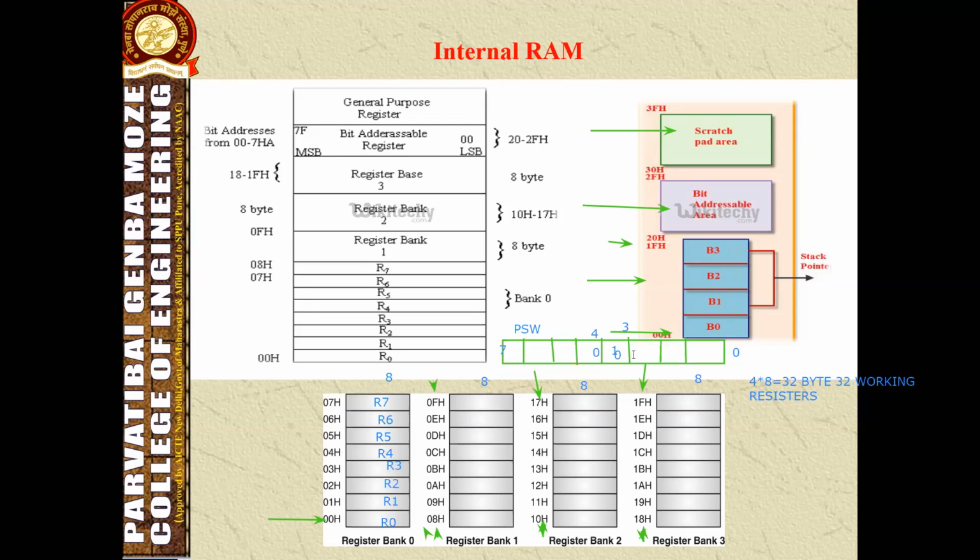If PSW.4 is 1 and PSW.3 is 0, then bank 2 is going to be selected. If both are 1, 1, then bank 3 is going to be selected. So this is how we choose the register bank: we program or set the bits of PSW like this, and according to this, the particular bank is selected.